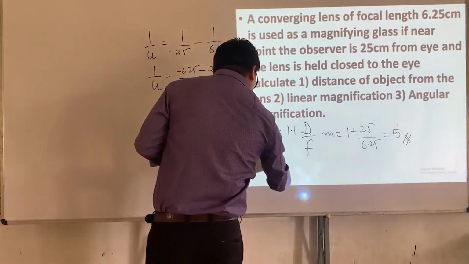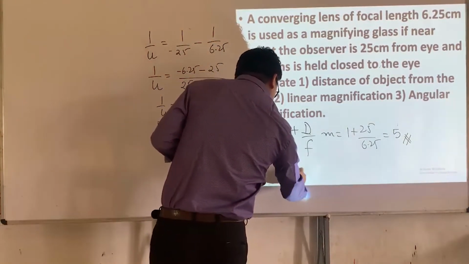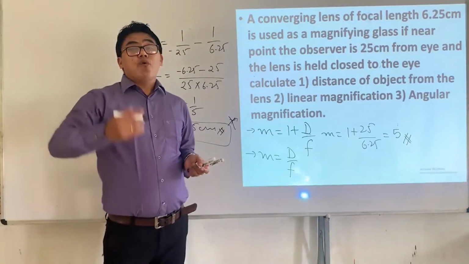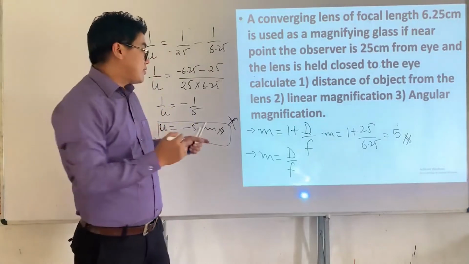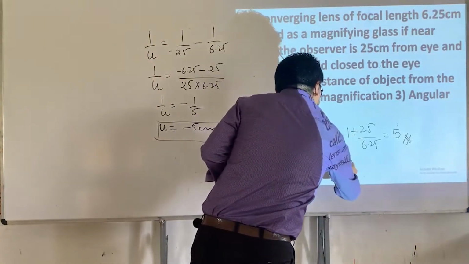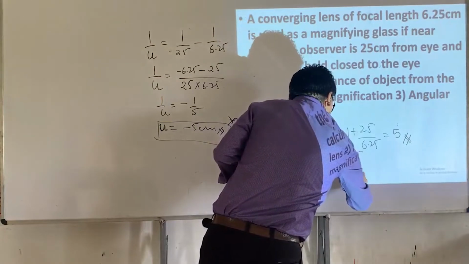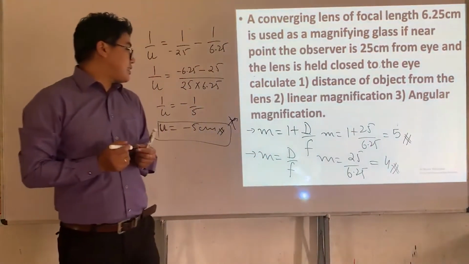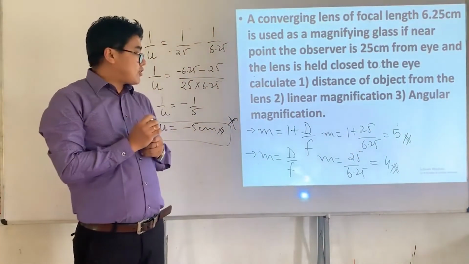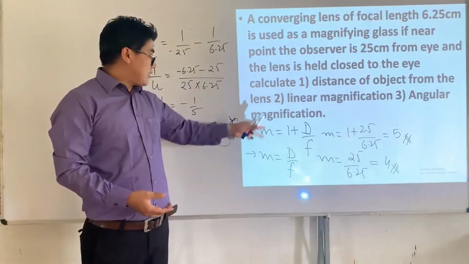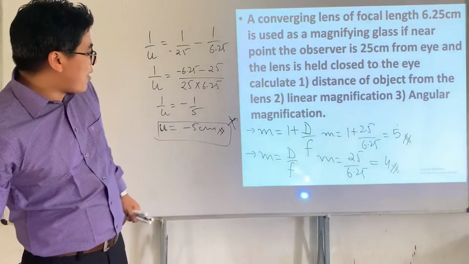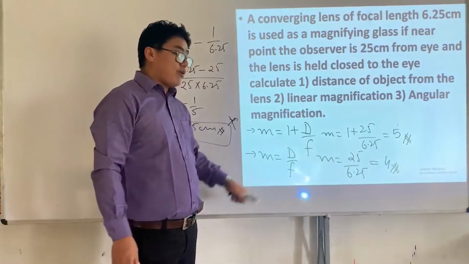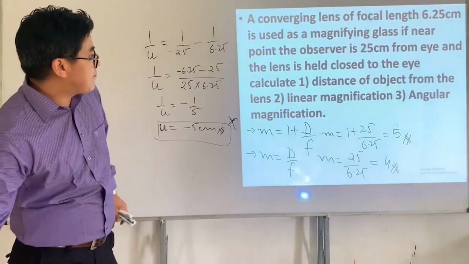Now the second one is, what about angular magnification? This is angular magnification, when you keep the image at the far point. So therefore, this is going to be 25 divided by 6.25, you get 4. So linear magnification is 5 and angular magnification is 4. Yes, we know this is 1 less. However, we prefer this. Why? Because this doesn't give strain. Alright? You can view the object for a longer period of time.